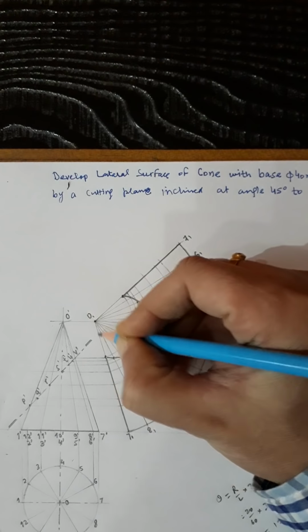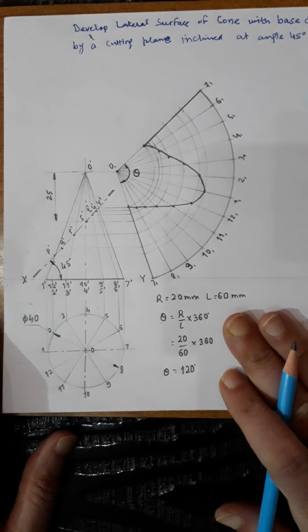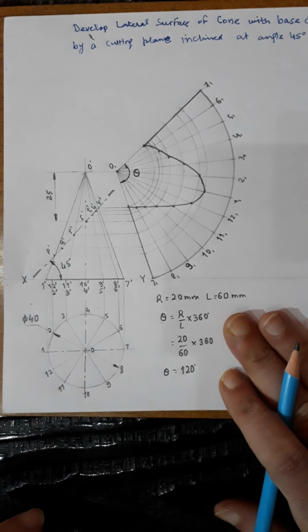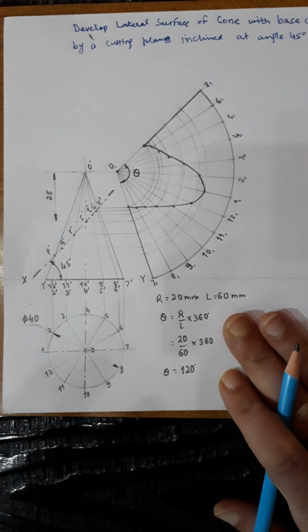Now I will be doing the dimensioning only. Now I have done the dimensioning as well. You can check. Okay, and theta I have calculated as 120 degrees. So now this is the development of the cone. I hope you got it. Thank you very much.